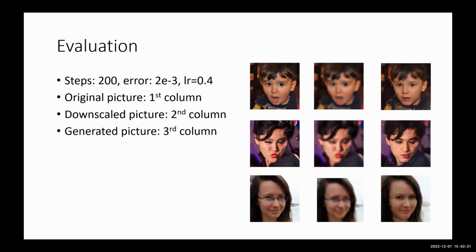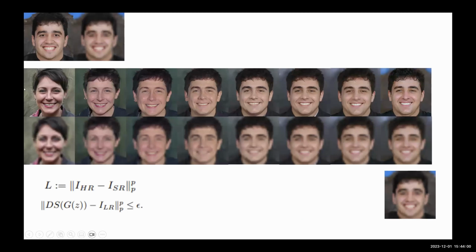These are some outputs of applying PULSE. The first column is the original picture, and the second column is the downscaled picture using bicubic. This would be the input. This is the original picture. These are the inputs, and these are the outputs after like 200 stages of training. And this would be the process of the training of PULSE.